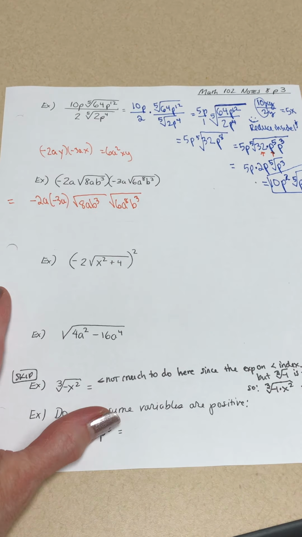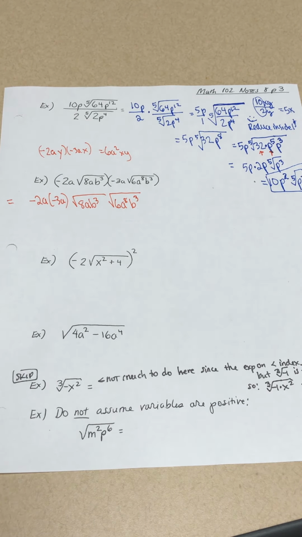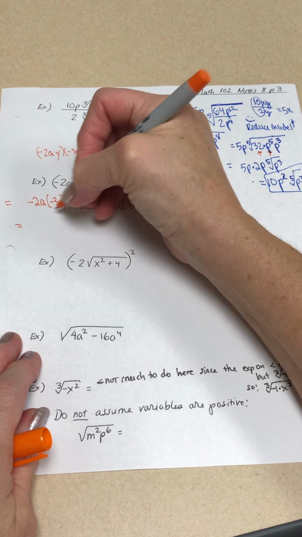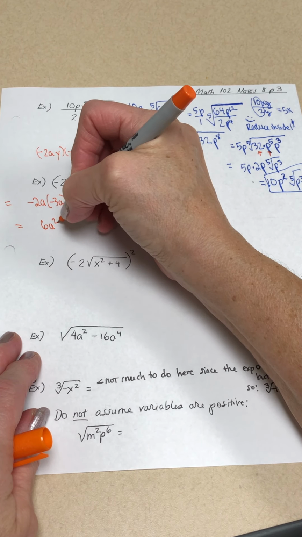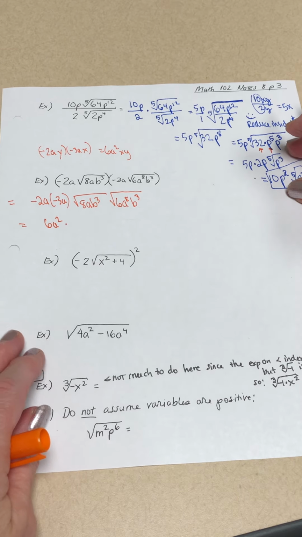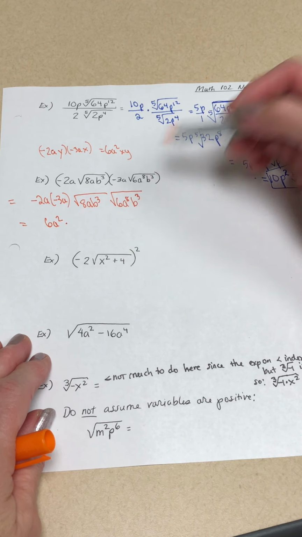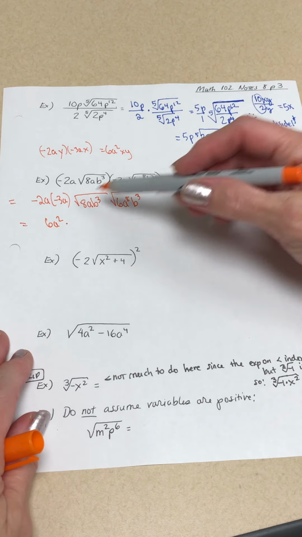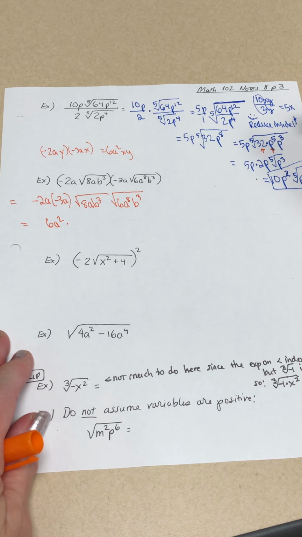Now, the first part's easy. That's just 6a squared, right? Then, again, just ask yourself, do I want to try to simplify two separate radicals, or would I really just rather simplify one? I'd rather just simplify one radical.